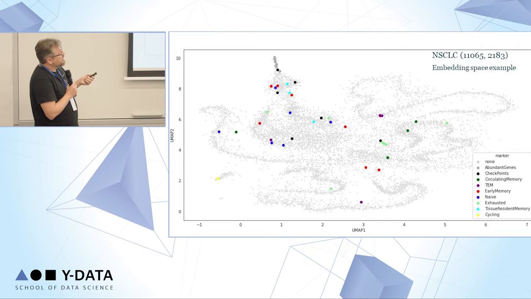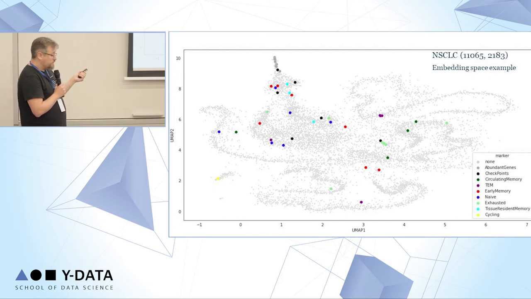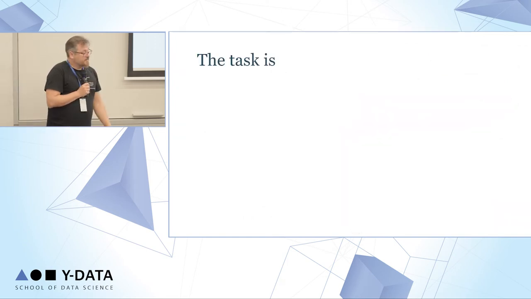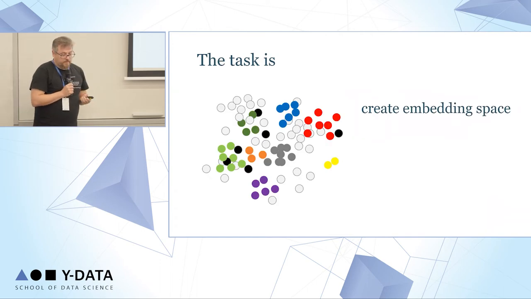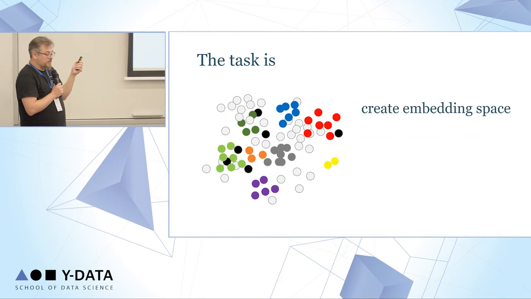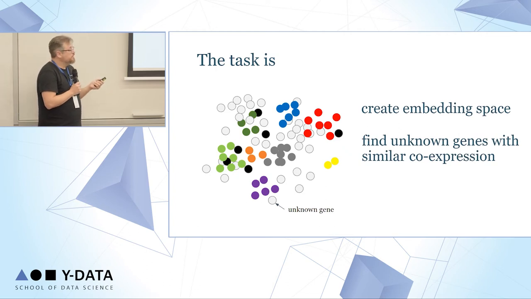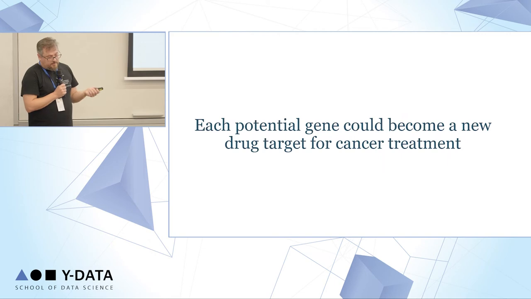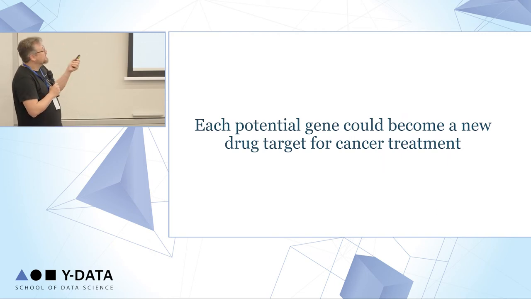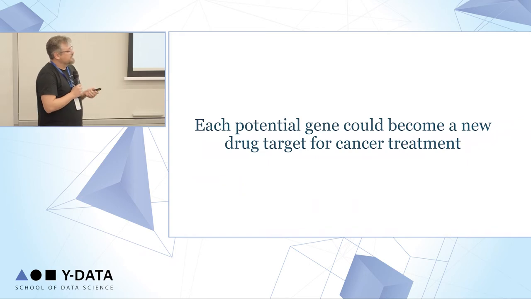This is, for example, the lung cancer data set. And as we can see, the classes are not well separated, so we can say that this embedding space cannot identify the functional similarity well. So the task is to create an embedding space that will be able to capture the functional specificity of each gene, and using this embedding, find unknown genes with similar co-expression. And as a result, we can hope that each potential gene could become a drug target for cancer treatment.